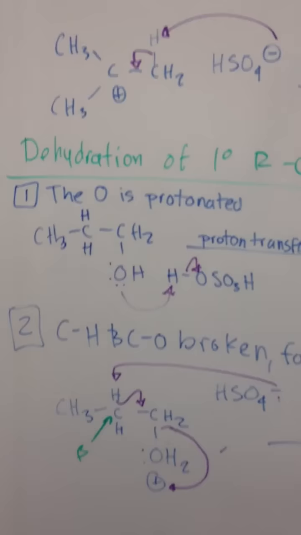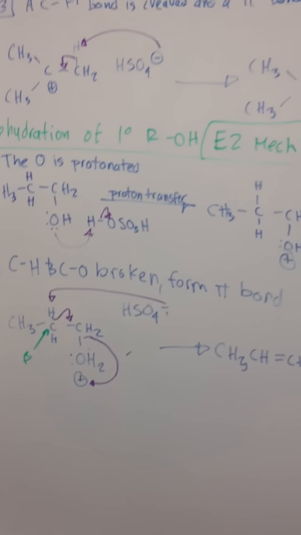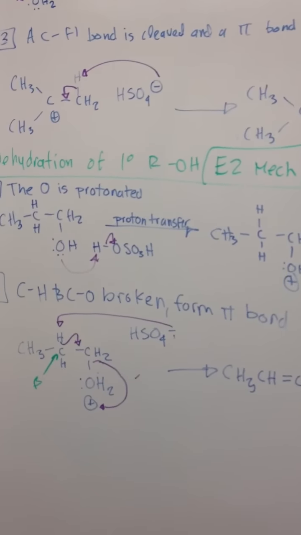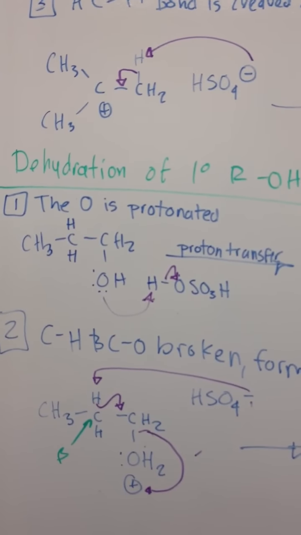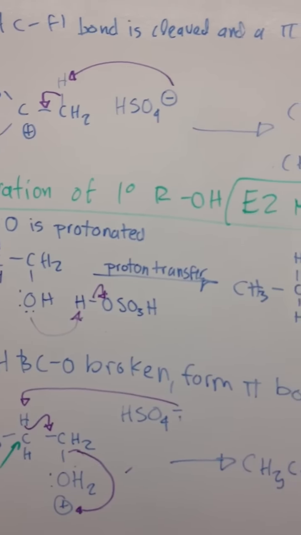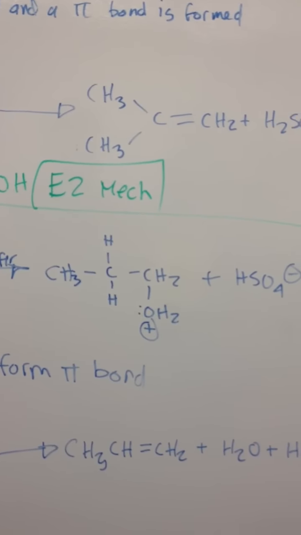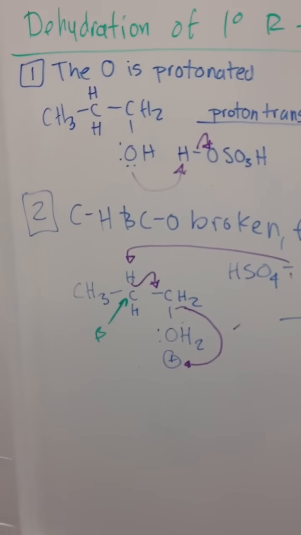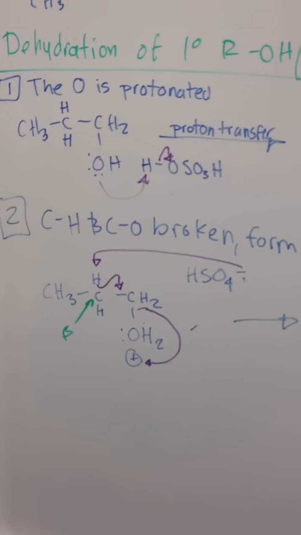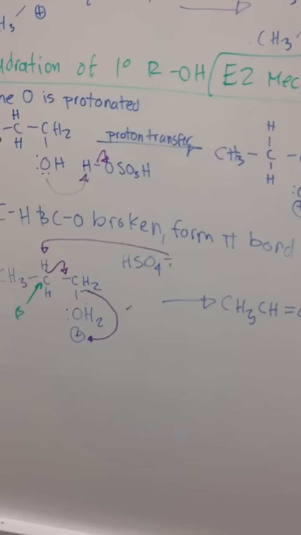Let's talk about dehydration. You have dehydration of a first degree alcohol, which is an E2 mechanism. In the first step, the oxygen is protonated again by H2SO4, and then you make water, which is a good leaving group, and HSO4 minus. The second step is that the carbon-hydrogen and carbon-oxygen bonds are broken and you form a pi bond.